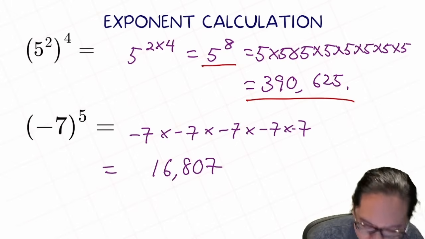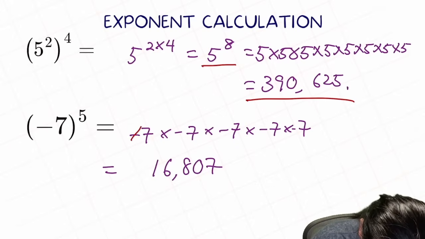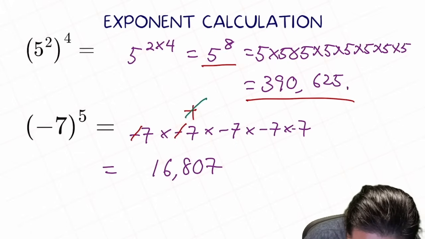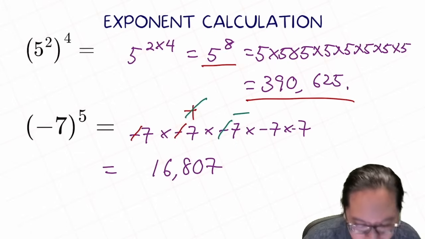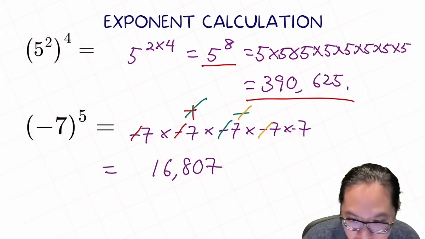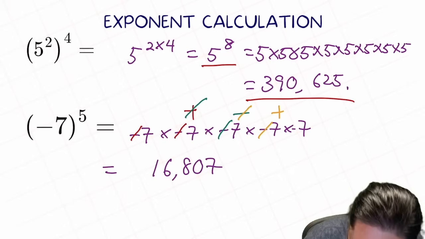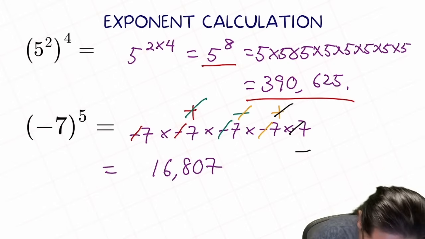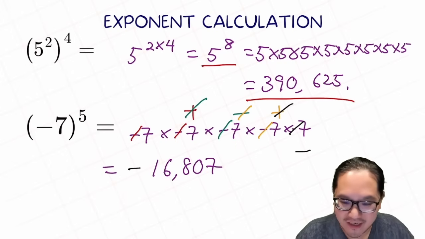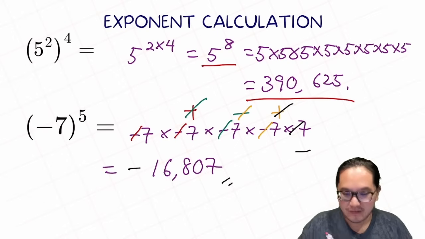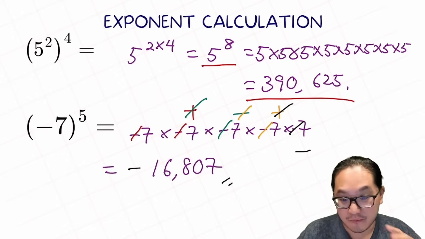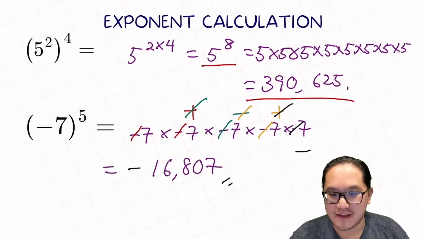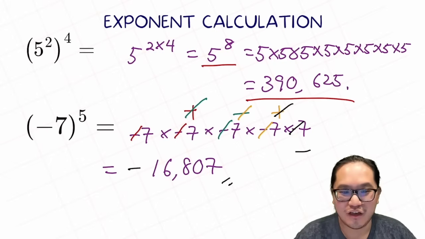So how do we do this? Remember, negative multiplied by negative becomes positive. Next one, positive multiplied by a negative becomes negative. Next one, negative multiplied by a negative equals positive. And the last one, positive multiplied by a negative equals negative. So we know that the correct answer here will be a negative 16,807. And that's how we figure out if your answer is going to be positive or negative. We're just doing the same step, only using signs to cross it out step by step from left to right. See? Look at the magic of order of operations.